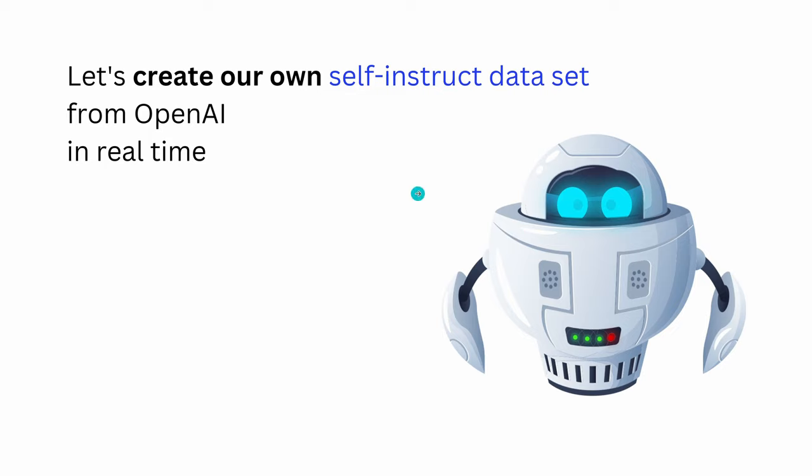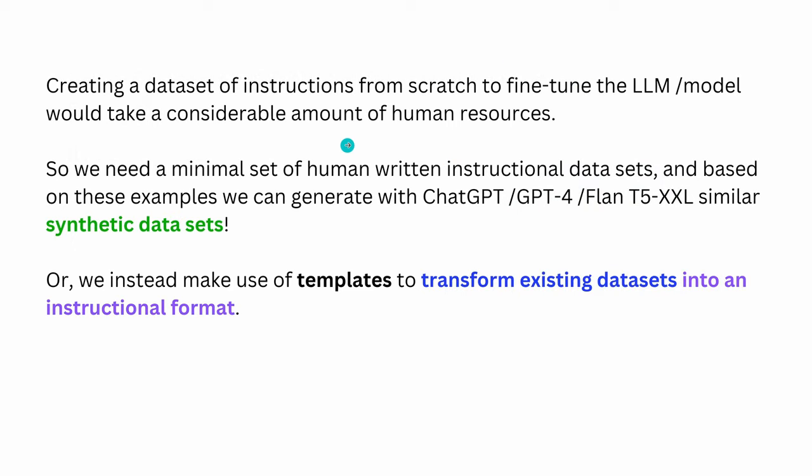And now you'd say, okay, so let's create our own self-instruct dataset from OpenAI in real time. Let's do it. Okay, so creating, and why do we do this? Because creating a dataset of instructions from scratch, remember, with Alpaca, they wrote down 175 human examples, and for the five students, it took quite some hours. So they say this would take a considerable amount of human resources to write more and more and more. So we need just a minimal set of human written instruction data set, 175 examples for Alpaca.